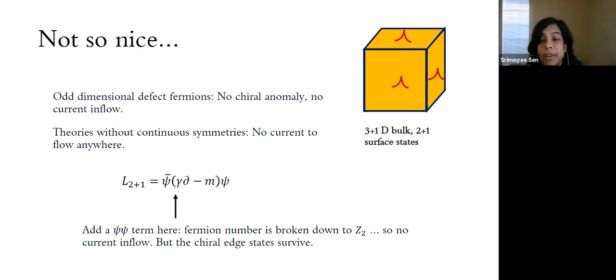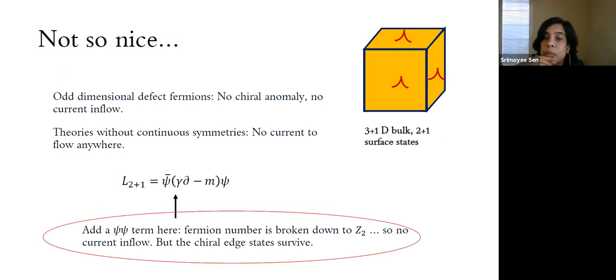They are still there, except that the whole argument in terms of the anomaly actually doesn't work anymore. So this is something I'm going to discuss in the later part of this talk. So I will postpone its discussion, but let me instead discuss this 3+1D system a little bit more.